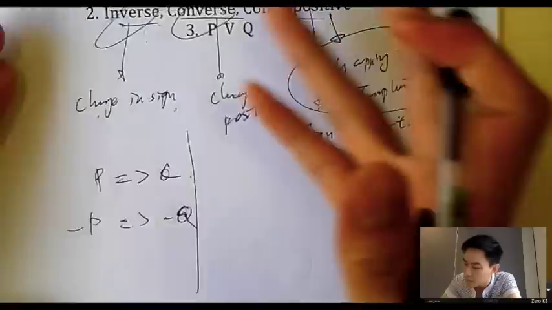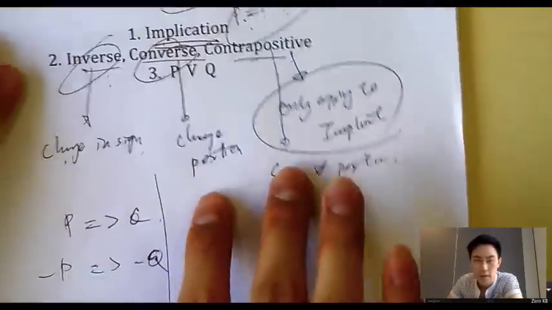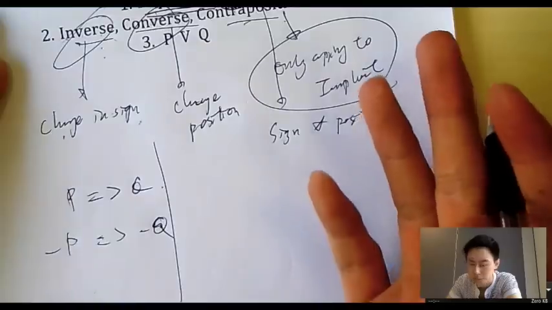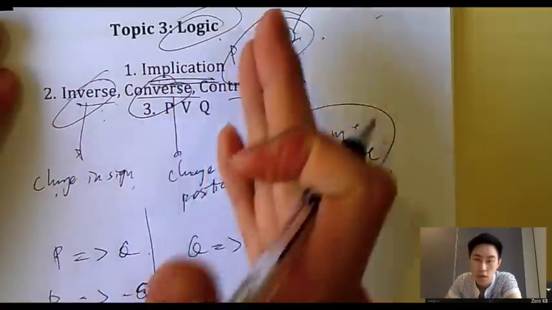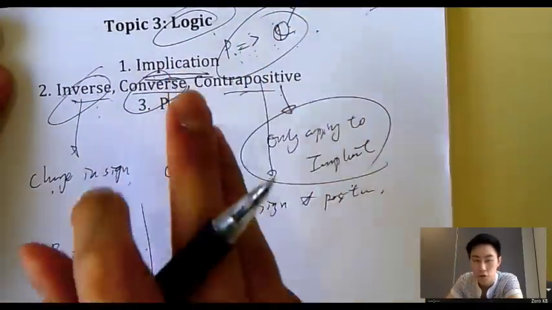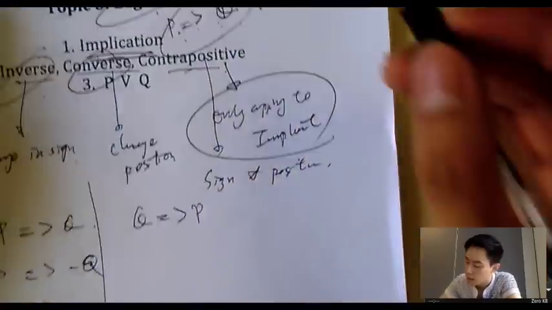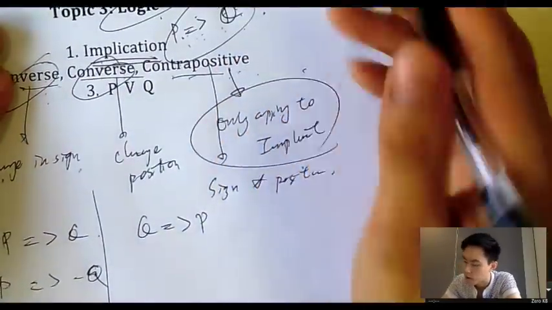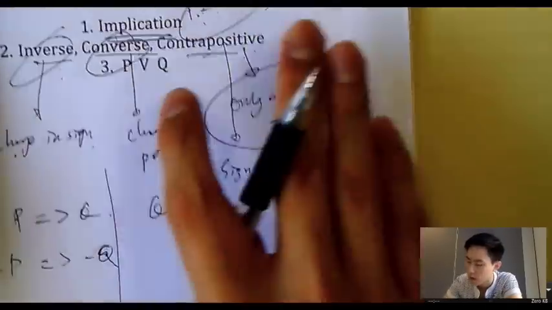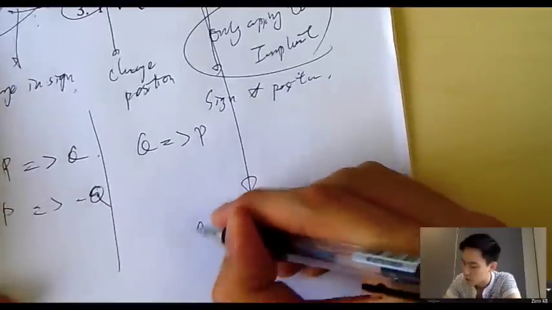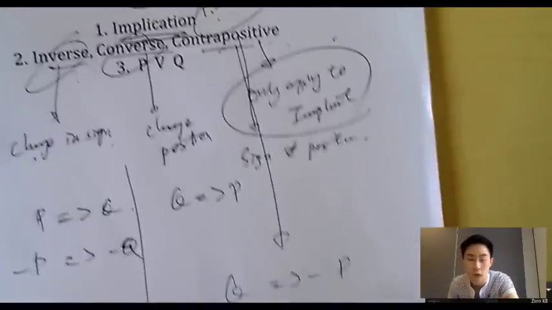For converse, you can think of shoes. You change the shoes, so swap the position. It will be Q to P. If I ask you to find the converse of this one, you can immediately think of the shoes and swap the position: Q to P. And then finally, contrapositive, the longest word, basically includes inverse and converse. That's why we have to change the position and also change the sign: negative Q to negative P. This is how I memorize.